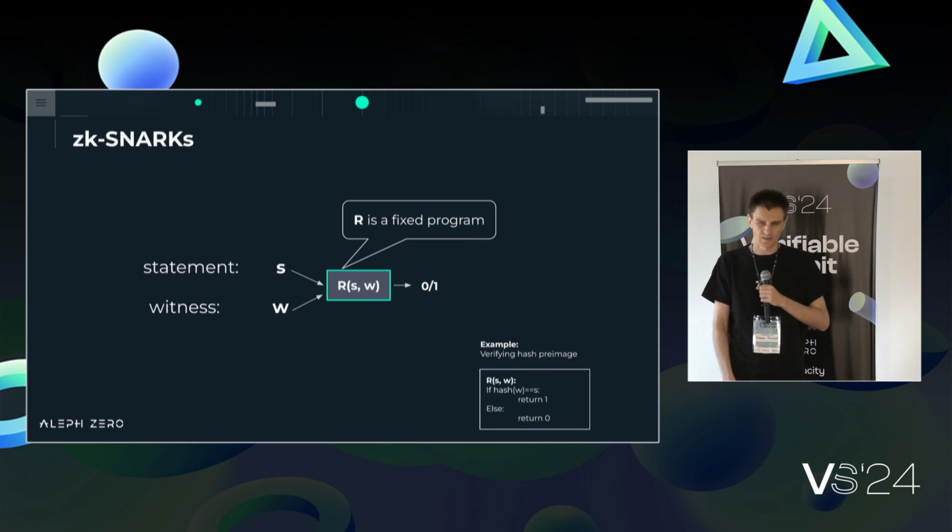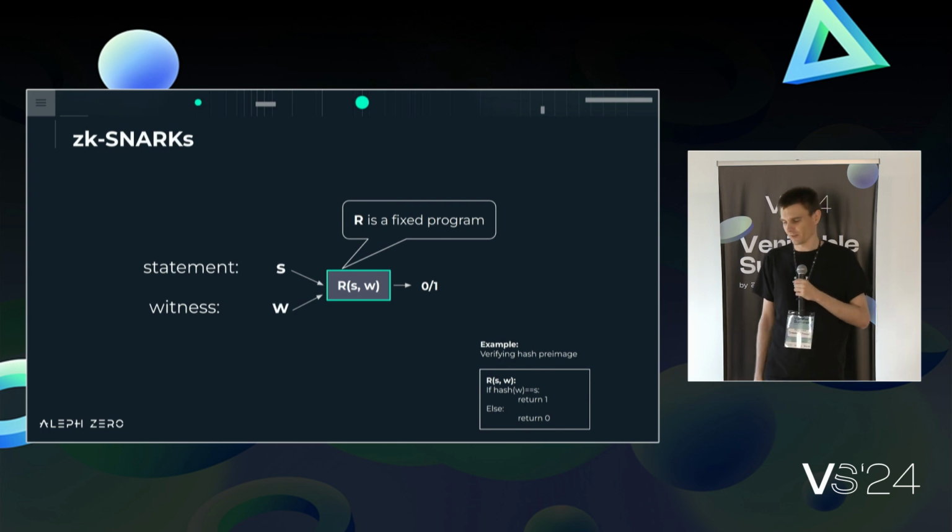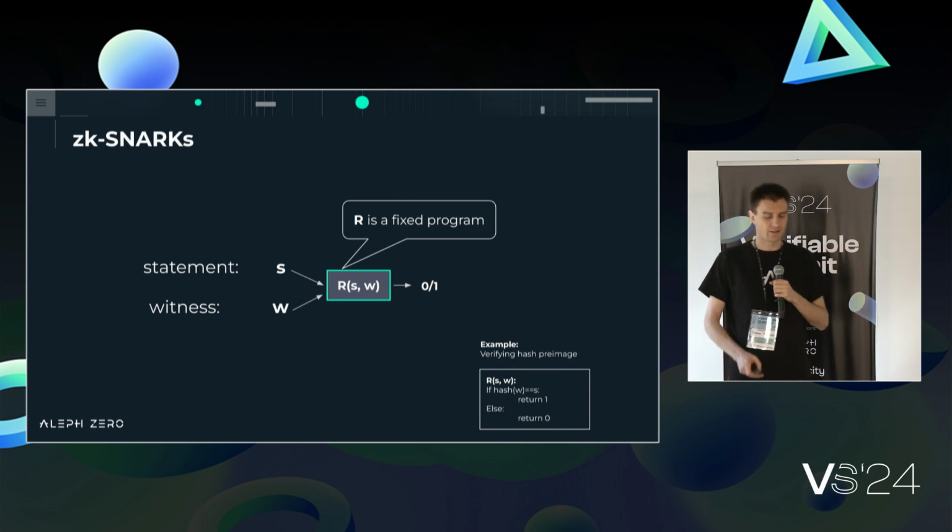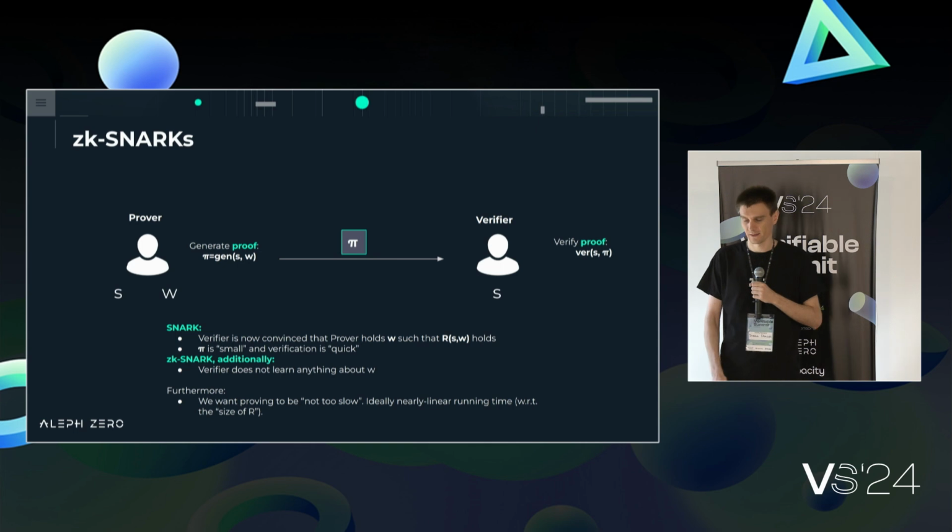So the relation then is checking whether hashing this witness gives you the statement. And it's this kind of relations which are interesting because there is some kind of a secret hidden in the witness which is not easy to guess. So these are often the statements that are interesting. These are the relations which are interesting. All right? So based on such a relation, we then can define a ZK snark.